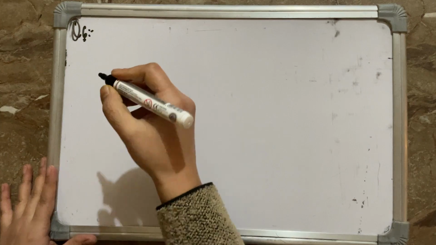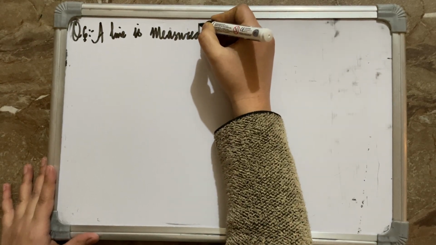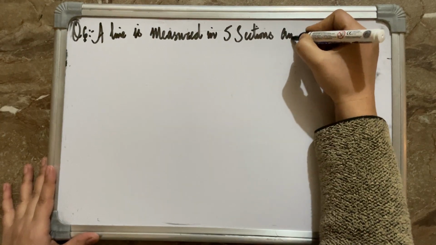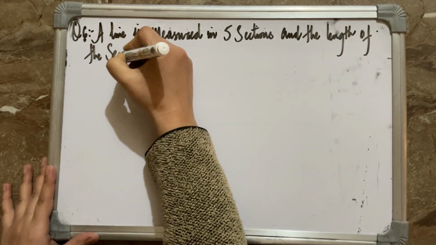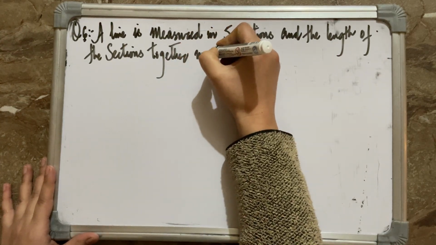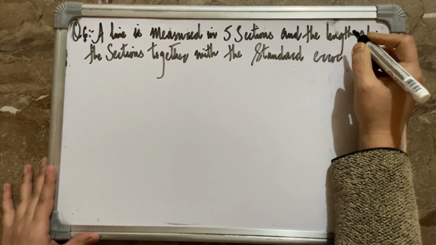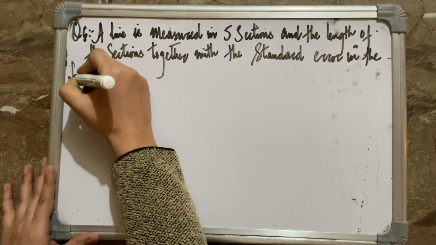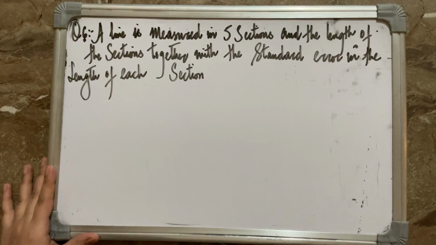Question number 6. A line is measured in 5 sections, and the length of the sections together with the standard error in the length of each section are given below.